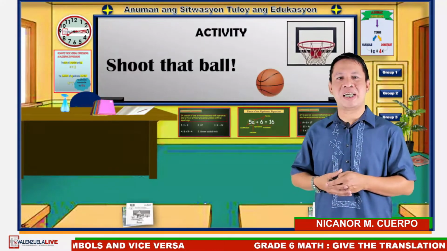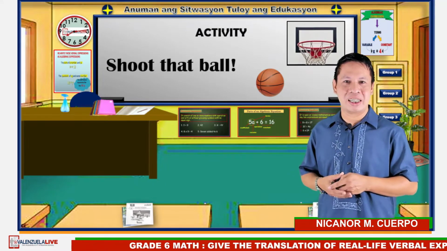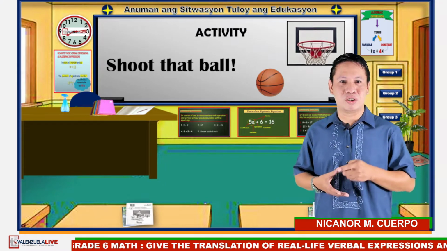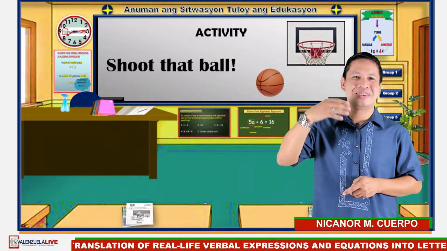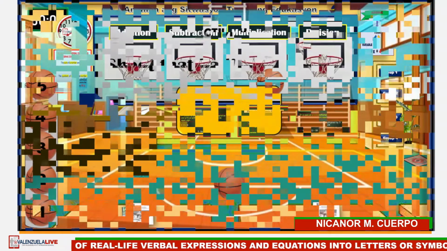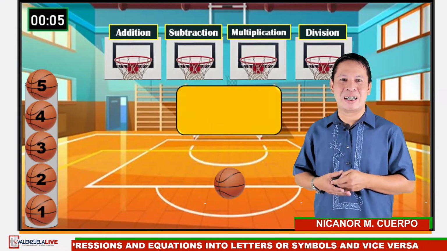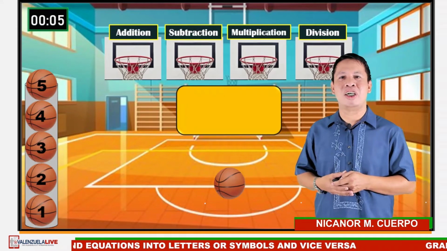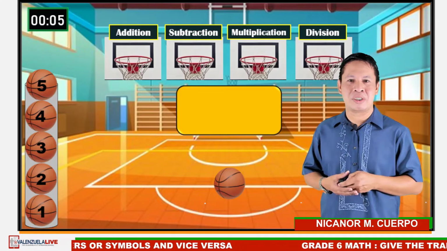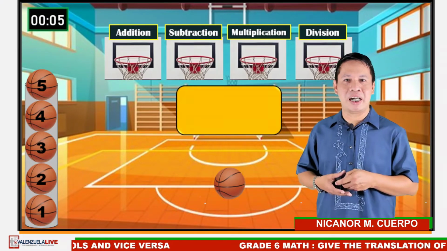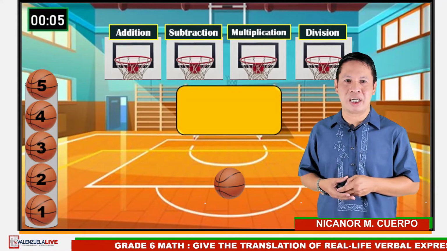So for our first activity called Shoot at Ball, you heard it right. But ball game is not allowed inside our virtual classroom, so we will proceed to our virtual court. Welcome to our virtual basketball court. Now, if you will notice, there are 4 rings, and each ring is represented by each of the 4 fundamental operations: addition, subtraction, multiplication, and division.